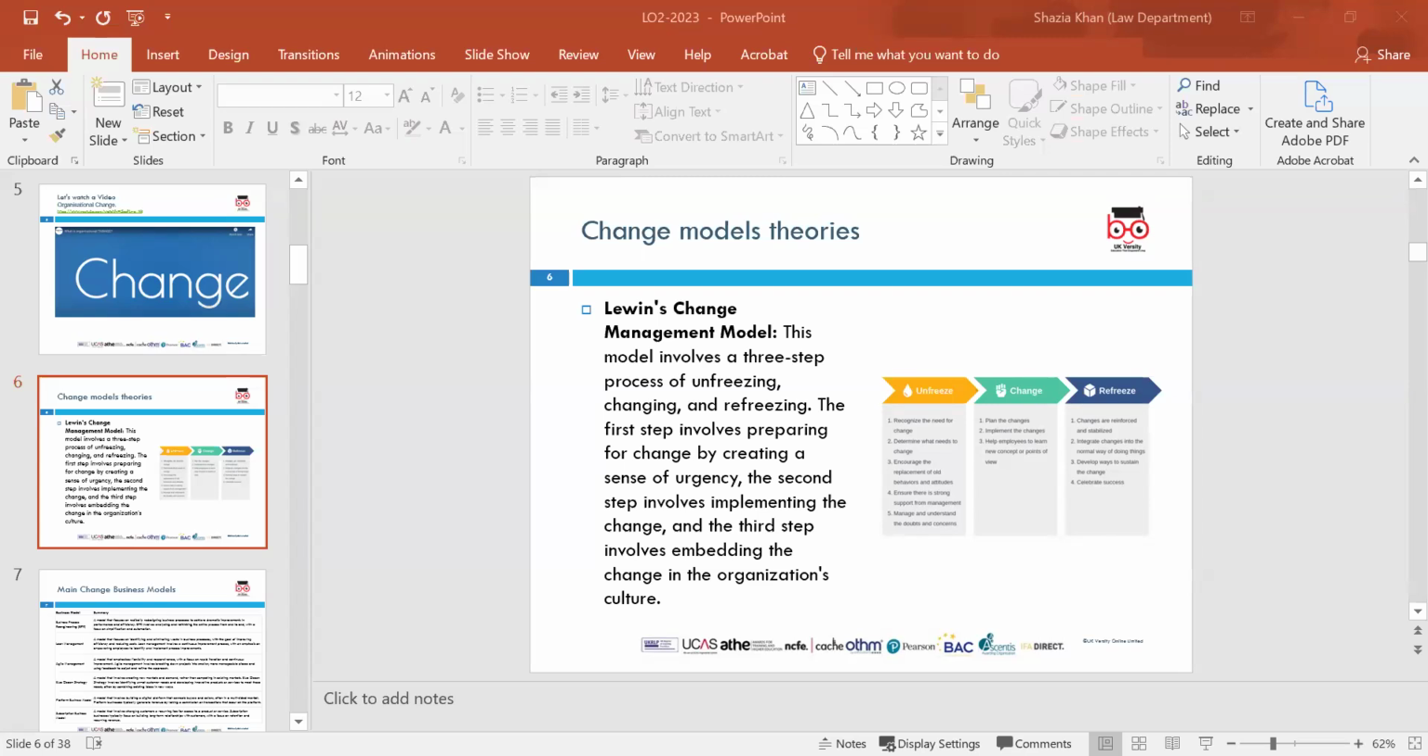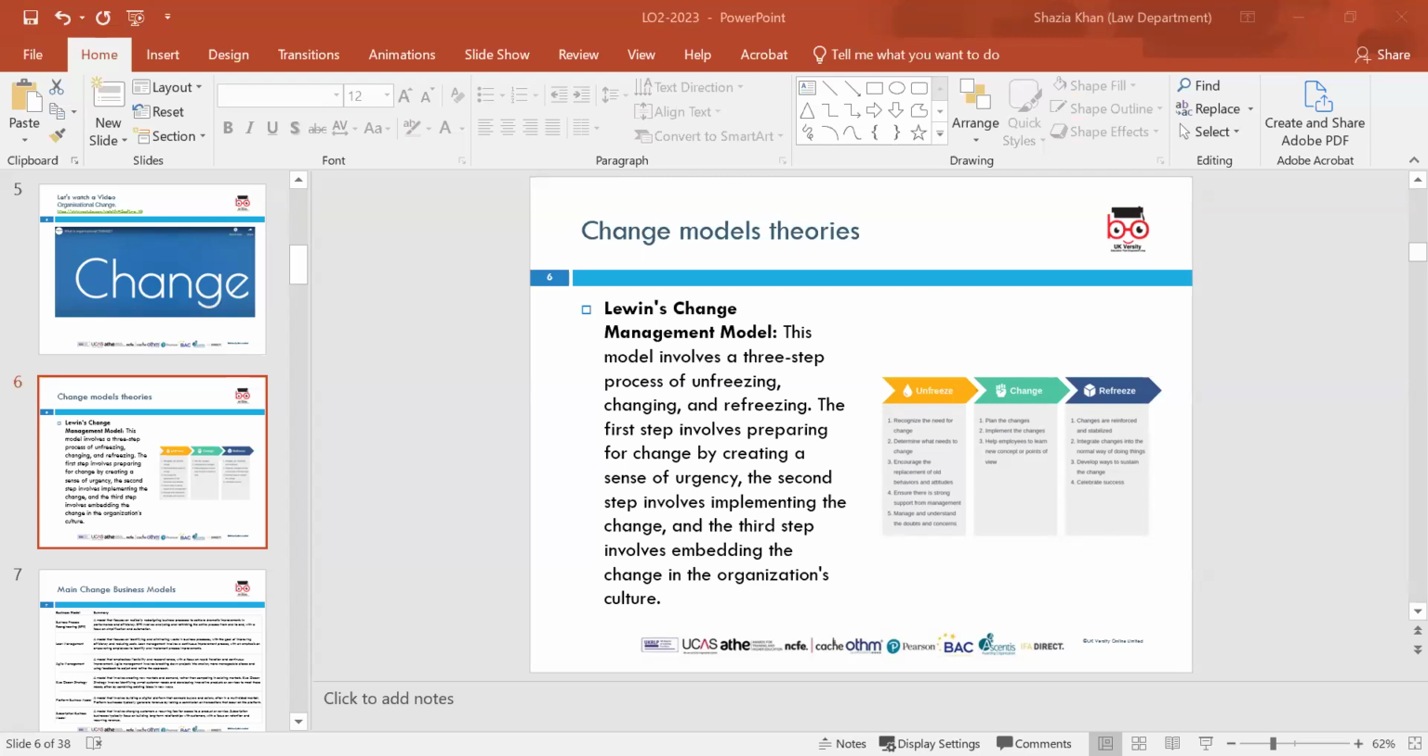And he saw a three-stage process, which is in that diagram, likened to melting a block of ice and refreezing it in a different shape. So the three-stage process was unfreeze, change, and refreeze. The unfreeze part is probably the most critical stage of the change management process, and the aim is to prepare the organization for the change that's about to take place. So that's the unfreeze bit.